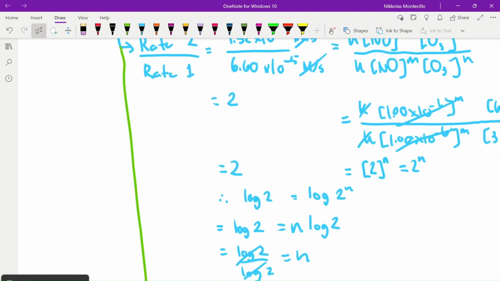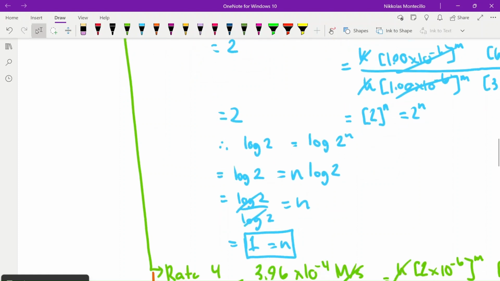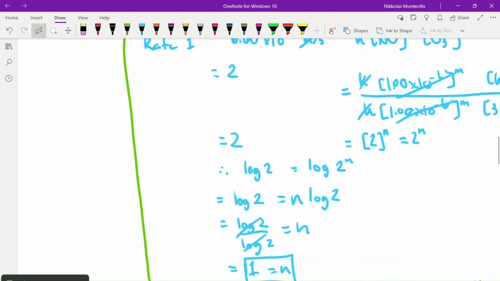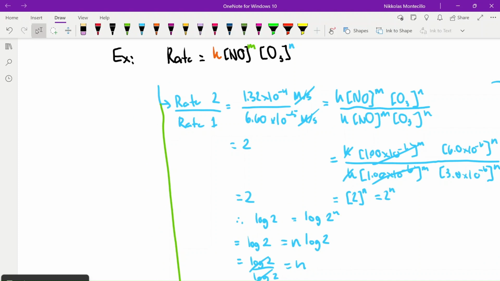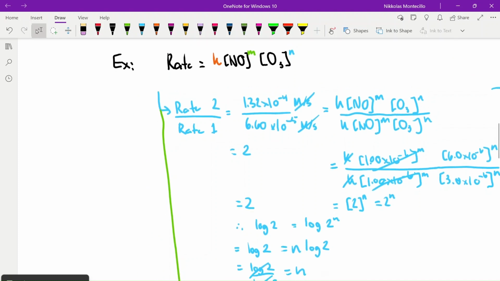Now we want to solve for n, which is the reaction order or the exponent. So we have to apply logarithms. We have to apply log rules so that we can isolate for n. So we log both sides. We get log 2 equals log 2 to the power of n. Log 2 equals n log 2. Divide both sides, you'll get 1 equals n. So the reaction order for O3 is first order, or n equals 1. Okay?